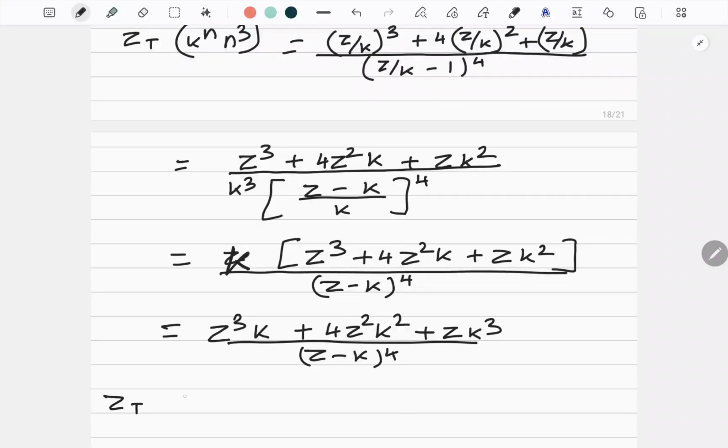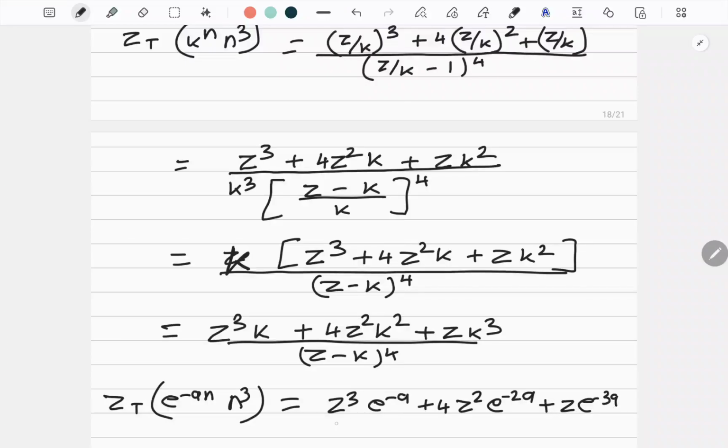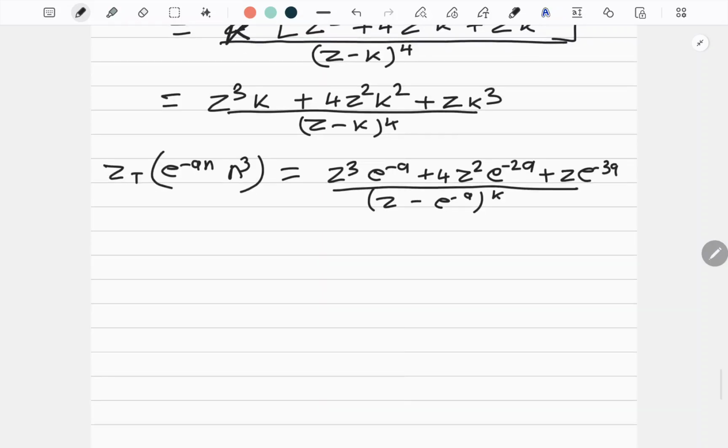And when I ask you z transform of e to the power minus a to the power n cube, in place of k, you have to put e to the power minus a. So z cube e to the power minus a plus 4z square e to the power minus 2a plus z e to the power minus 3a upon z minus e to the power minus a to the power 4. That's it. Simple. So now let's move to the next question.